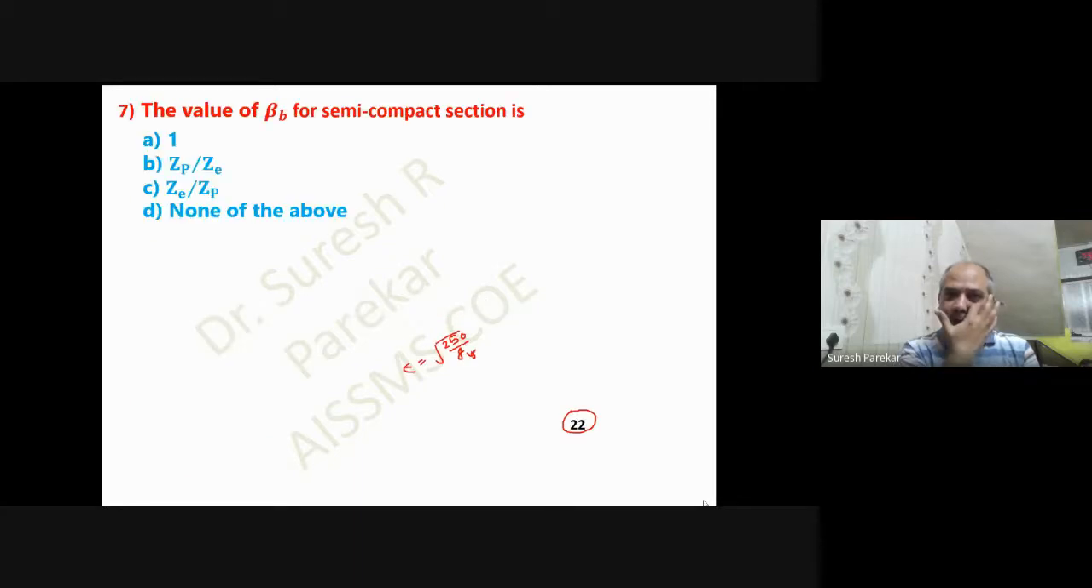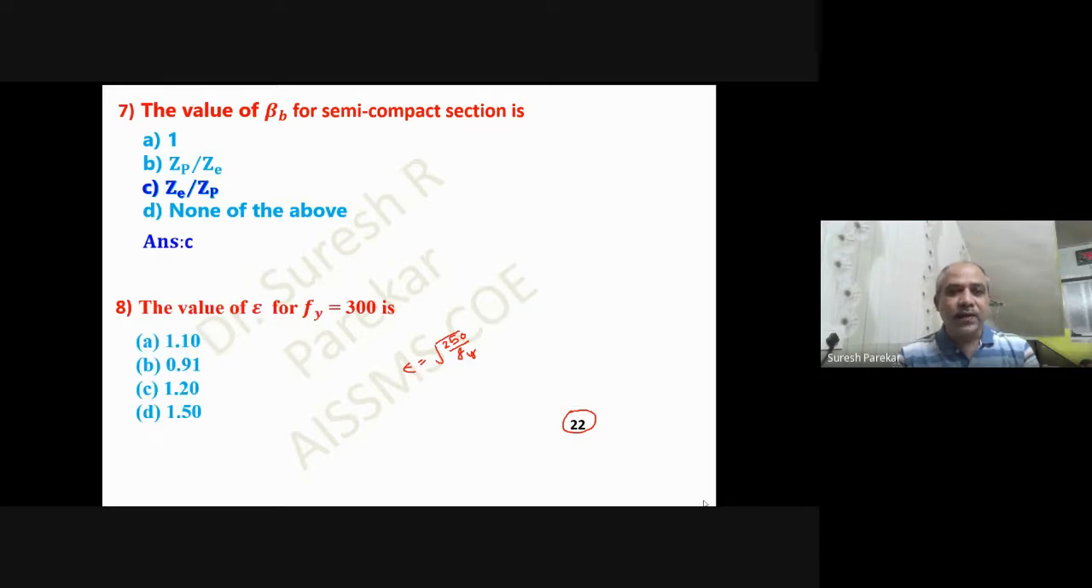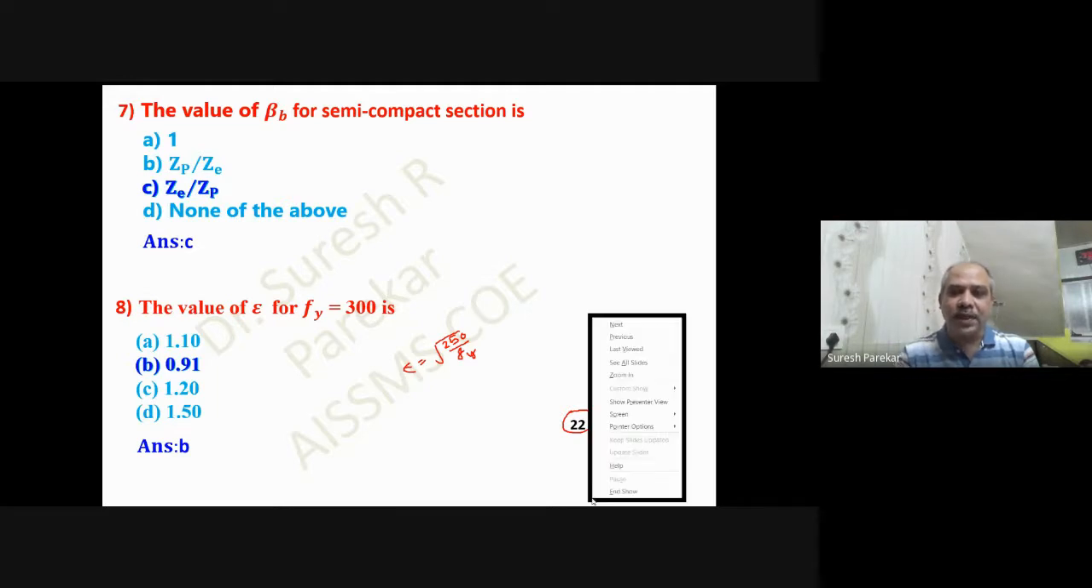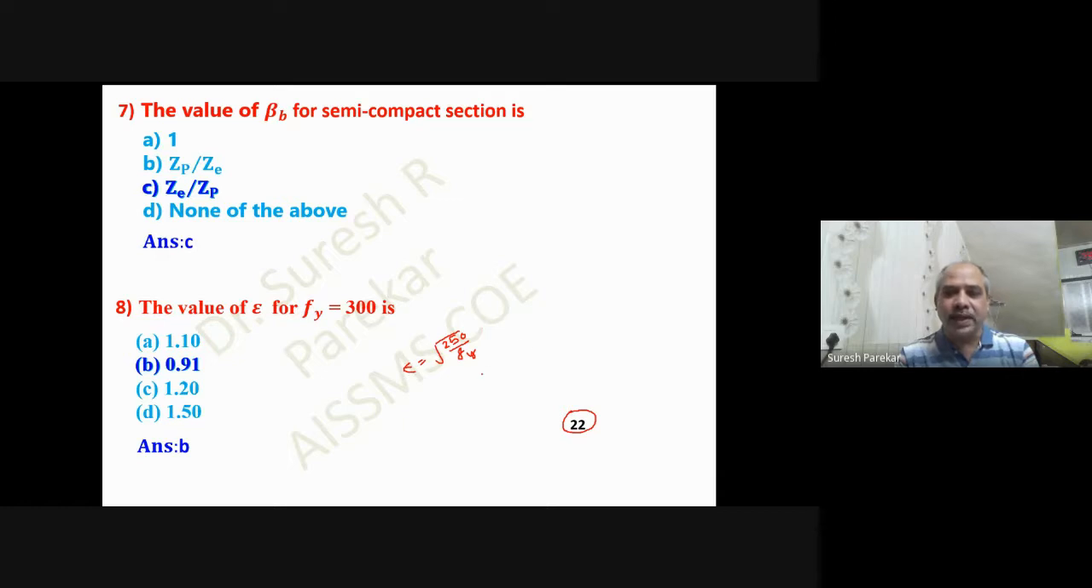Now the value of beta B for semi-compact section is ZE upon ZP. The value of epsilon for Fy 300 is 0.91. If we go to connection and tension member, there we have the same problem, but there we made a mistake. We took Fy upon 250, and that is actually wrong. The formula is epsilon equal to root of 250 upon Fy, and the answer comes to 0.91. That problem number is 22.